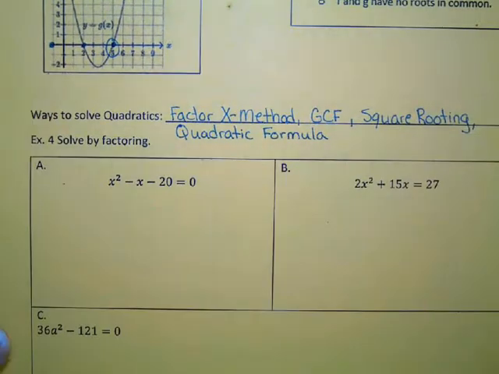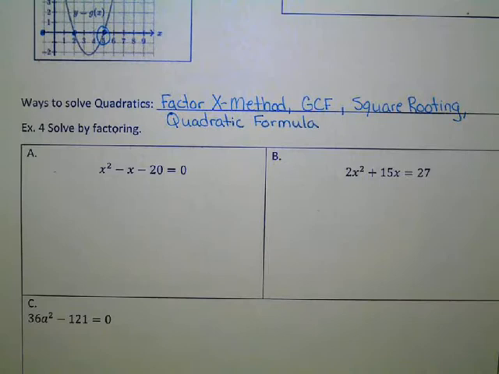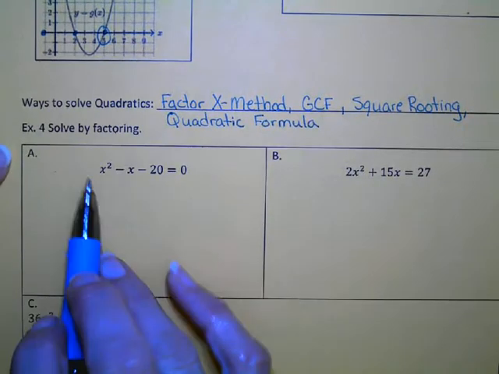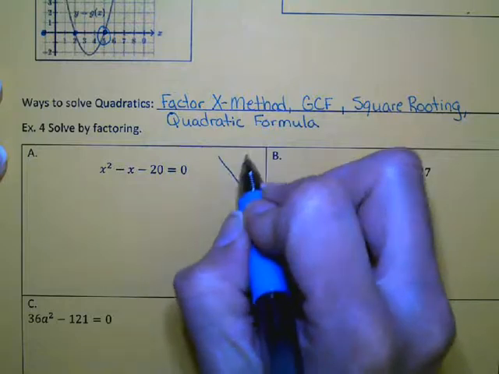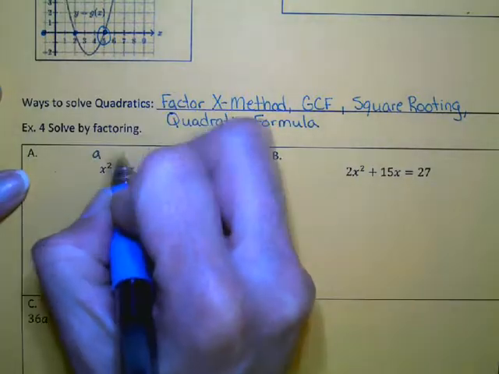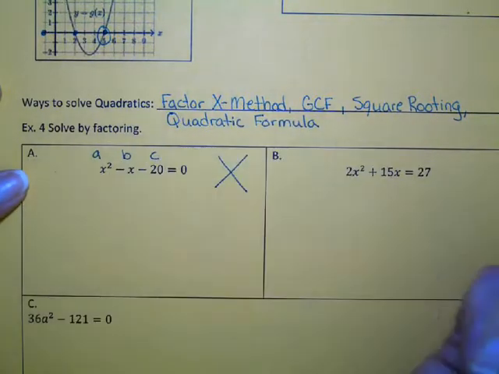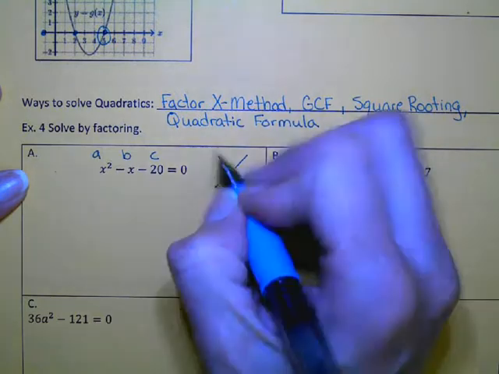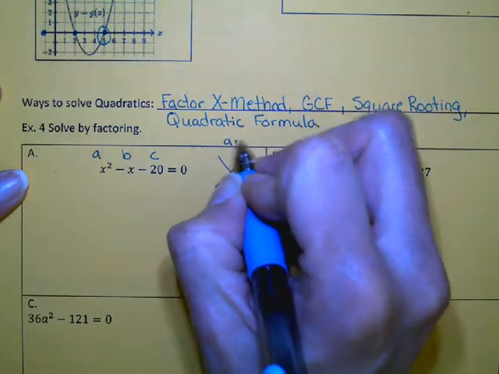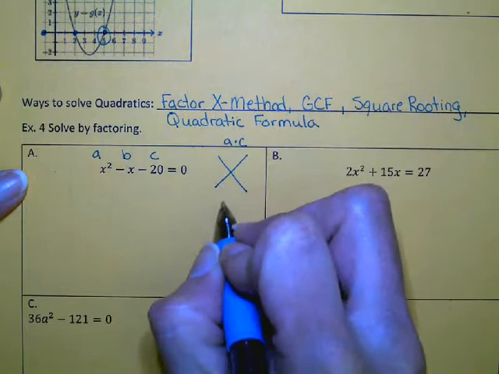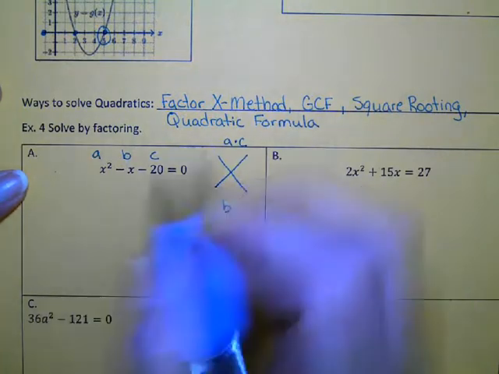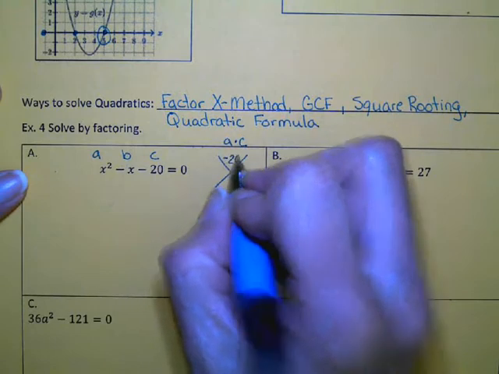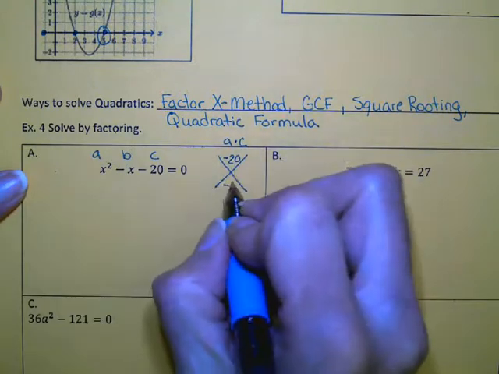Alright, so looking at this, the x method: if you have 3 terms, you set it equal to 0, and then we do what's called the x method. You identify A, B, and C. On the top of the x is A times C, and on the bottom is your B. In this case, remember these are 1s, so 1 times negative 20 is negative 20, and we have a negative 1 for our B term.